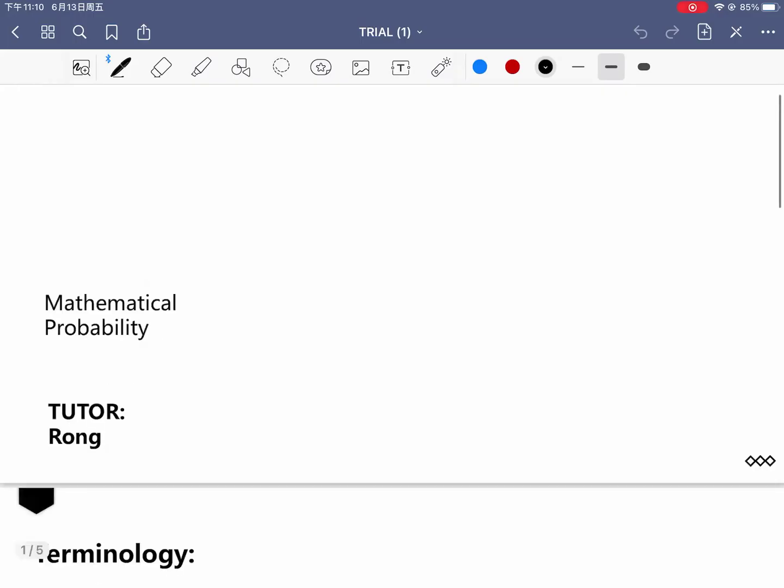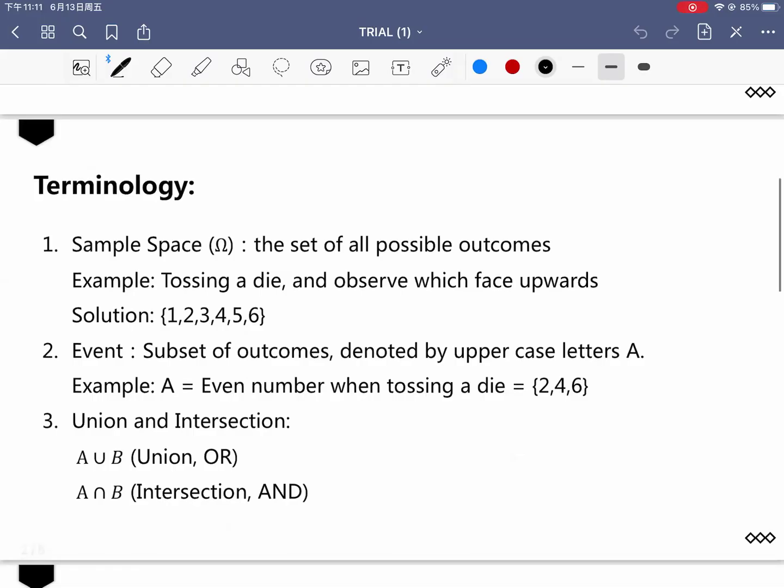So let's start. At the start of our lessons, I will introduce some basic terminologies that we must make sense of before we can do some actual probabilities. Okay. So the first concept I want you guys to know is the sample space.